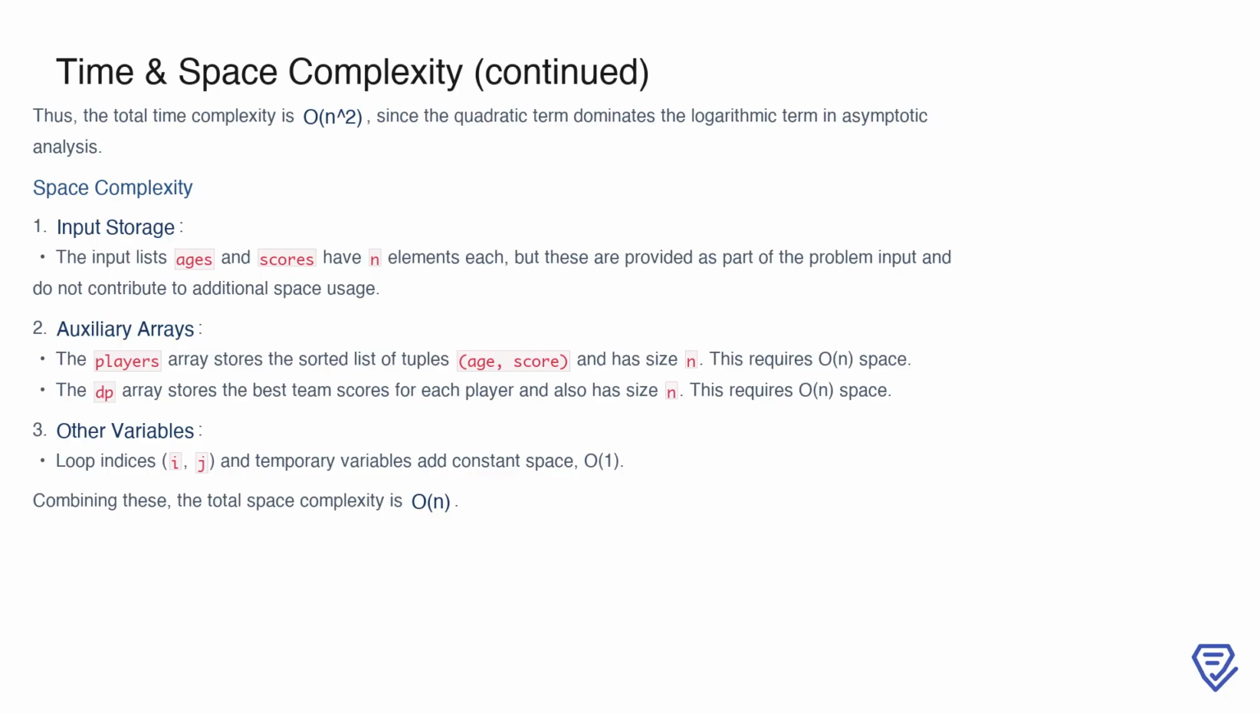Beyond these, we use a few loop indices like i and j and some temporary variables for comparisons, all of which contribute only O(1) space. When we combine these components, the total space complexity of the solution sums up to O(n).